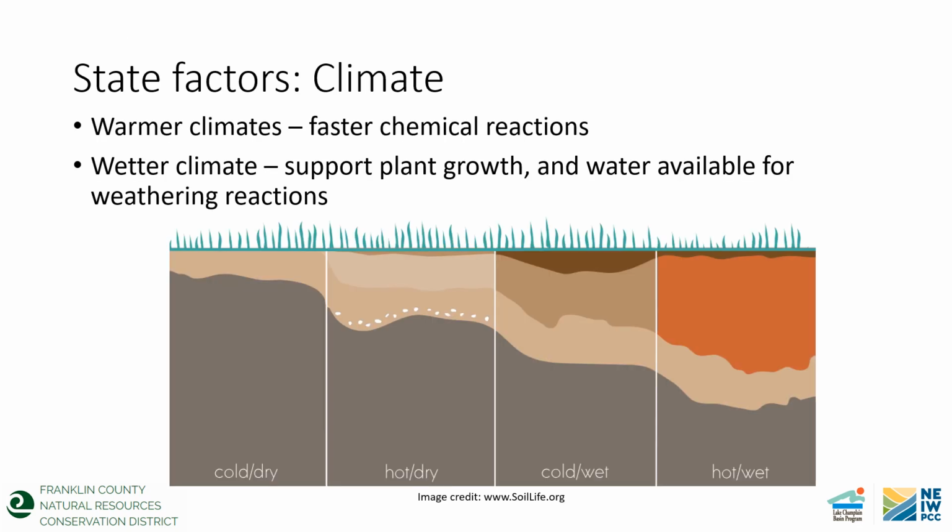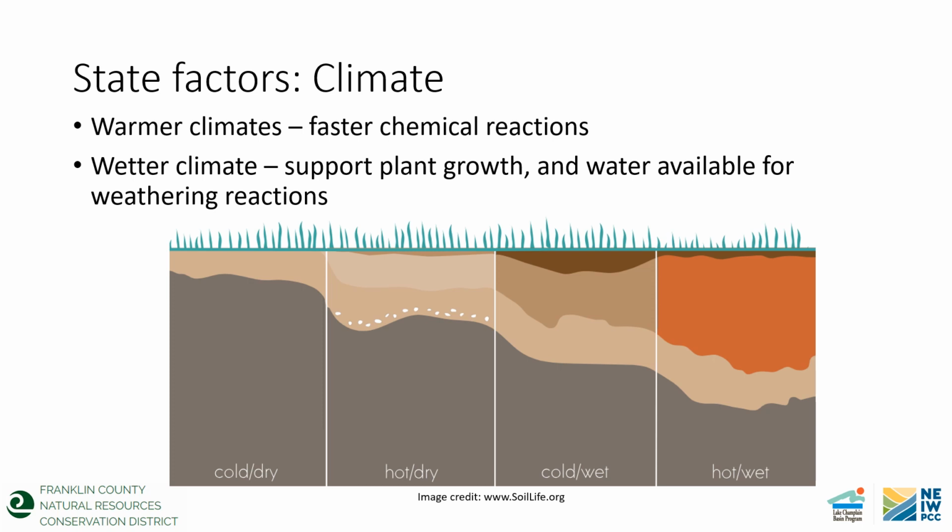The first state factor is climate. Climate is incredibly important because soils weather faster in warmer, wetter climates where there's more energy available for chemical reactions and there's more water available to transport the ions that cause these chemical reactions. Warm, wet conditions also support plant growth, which can increase the inputs of organic matter and carbonic acid to a soil. Cold conditions can make decomposition go more slowly, so you can end up with more organic matter accumulation, which is very important in the development of organic soils like those found in wetlands.